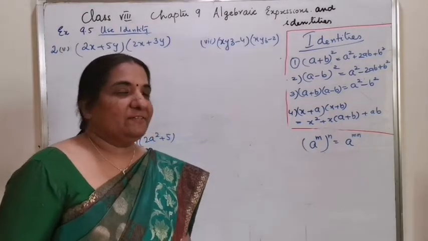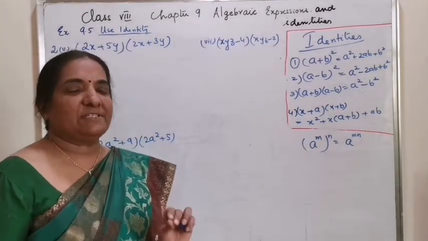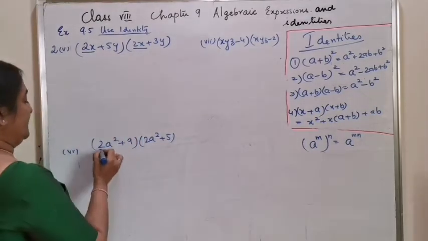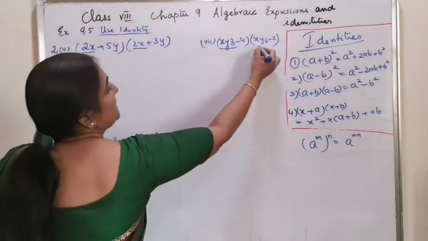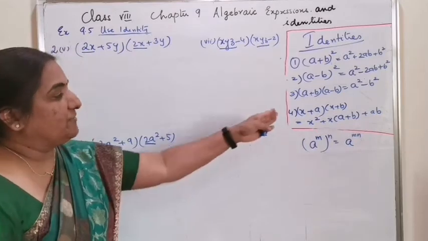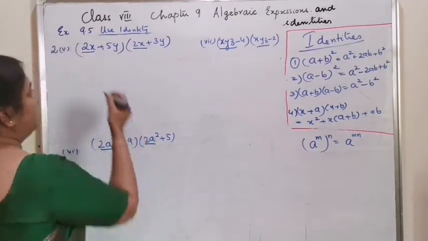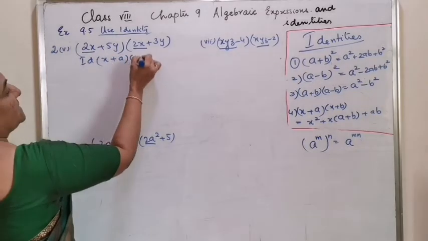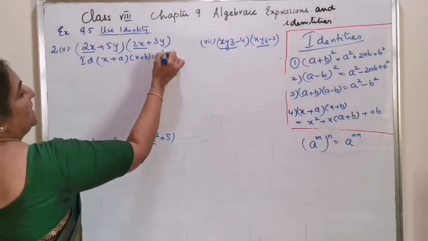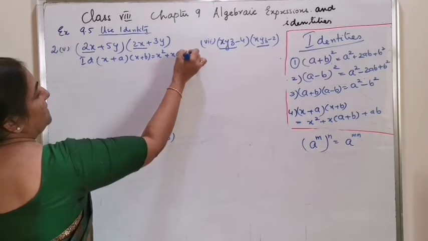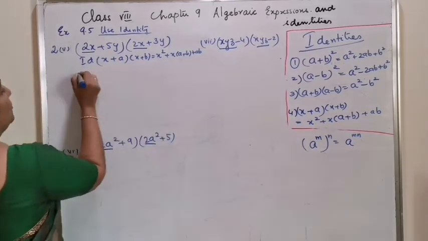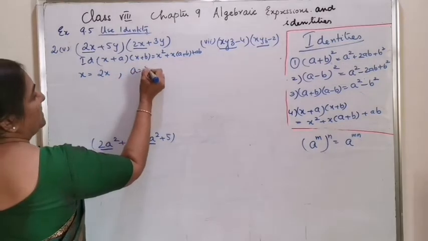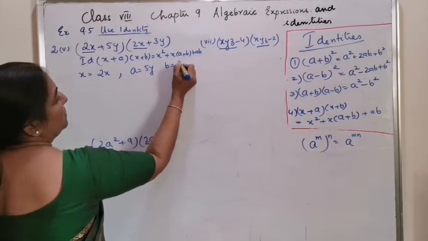Let's continue with 5, 6 and 7. Whenever the first terms are the same, you can use this identity of (x plus a) into (x plus b). The identity is (x plus a) into (x plus b) is equal to x square plus x into (a plus b) plus ab. Your x value is 2x, a value is 5y, b value is 3y.